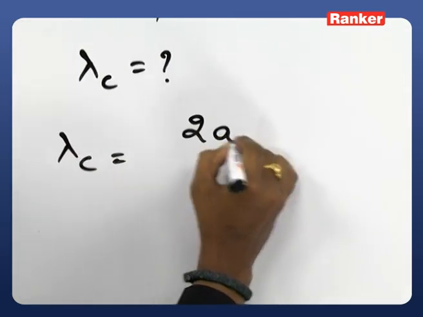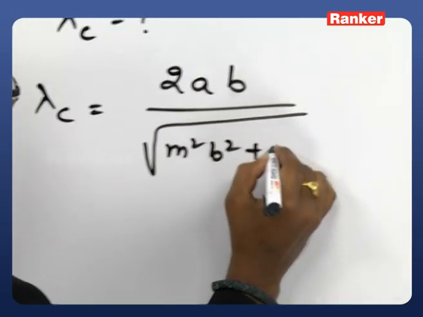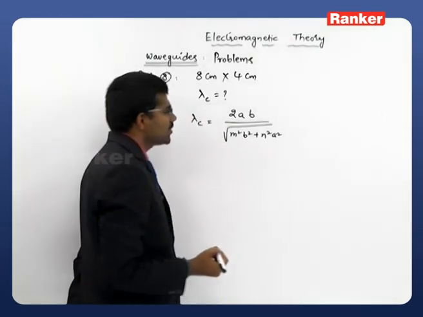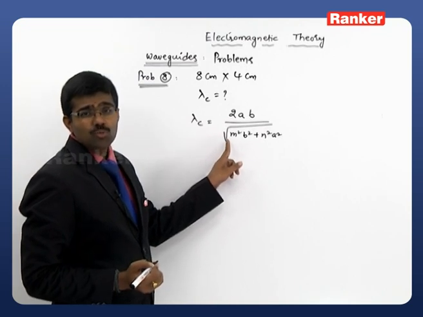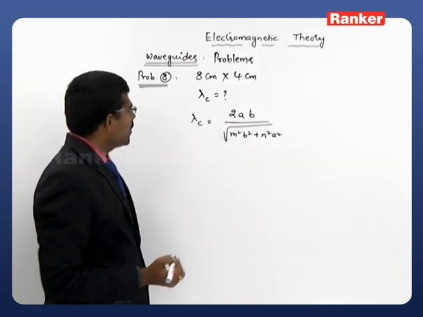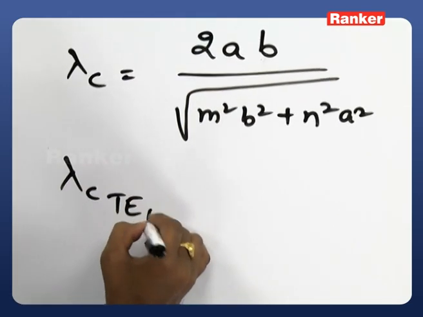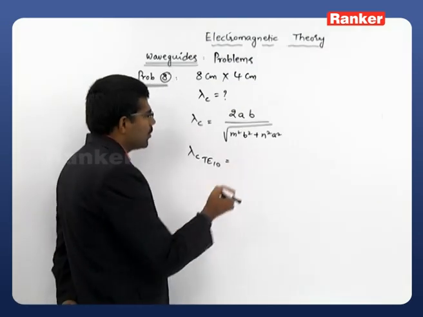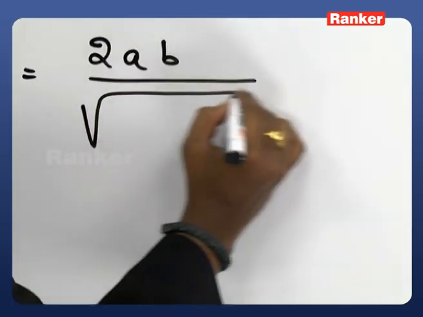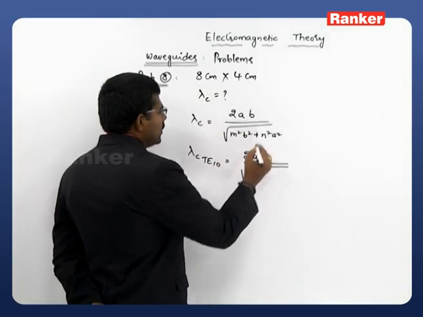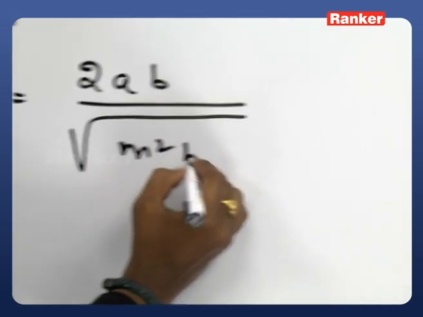Lambda c is equal to 2ab divided by square root of m square b square plus n square a square. This is the formula for our lambda c. Now the cutoff frequency, which is applicable for which mode? For the dominant mode. So what is the equation for this one? Lambda c for TE10 is equal to 2ab divided by square root of, so m is equal to 1, n is equal to 0, this term will vanish, m square b square, that is the term which is left for us.